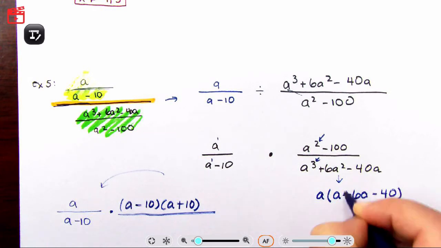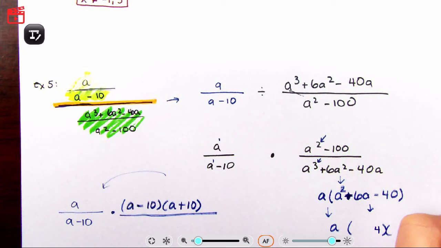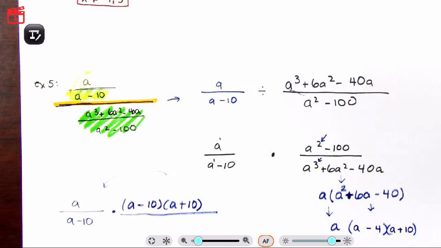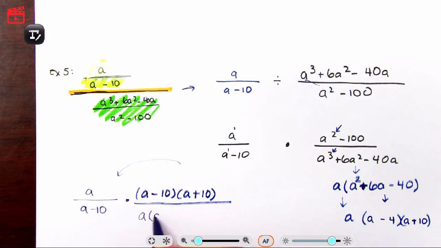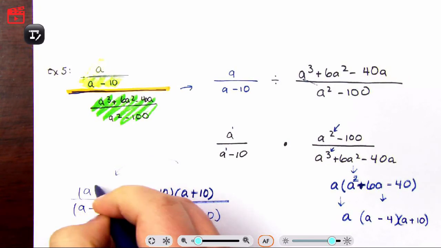But then I also need to factor this out further. Two numbers that multiply to -40, but when I add them, give me 6. 4 and 10. 4 times 10 is 40. And we want the 6 to be positive, so that means it is a -4. So here we have a times a minus 4 times a plus 10.